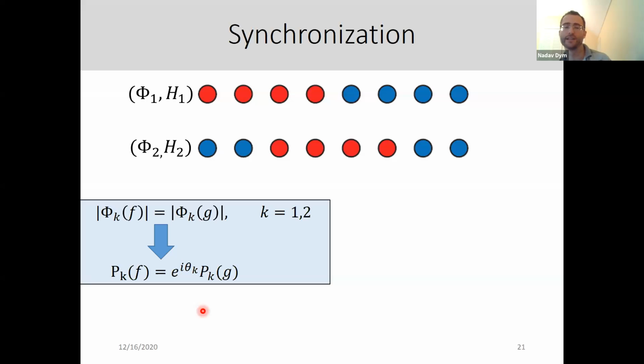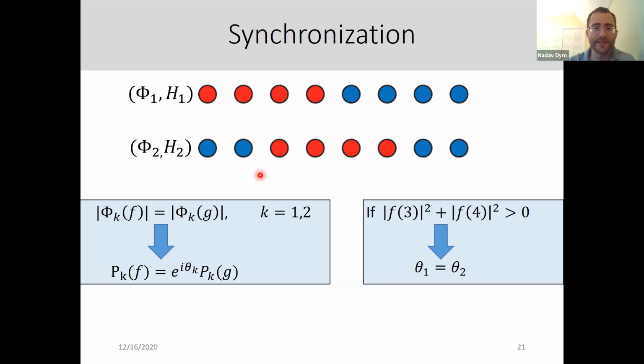But these phase factors could be different, right? If I project onto the first one, there's some phase factor. If I project onto the second one, there's some different phase factor. And so, to get global phase retrievability, what you need is something to stitch these two phases together. And that something is information on the overlap, right? So if your signal f is not completely zero on the overlap, then you will be able to stitch these things together and know that the phase is the same. So that's the general idea.